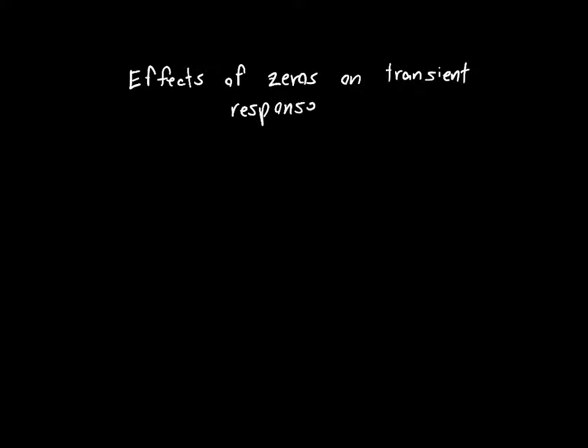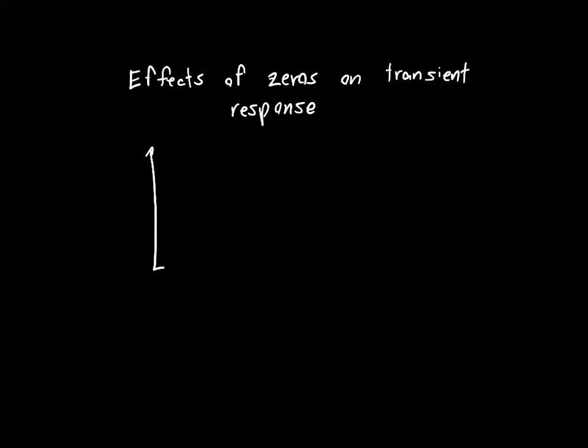So in this video, I'm going to be talking about the effects of zeros on the transient response of a linear system. And the reason I'm covering this is because it doesn't seem to be covered in any of the textbooks that I've read or in any of the online control system lectures that I've been able to find. And this seems really quite bizarre.